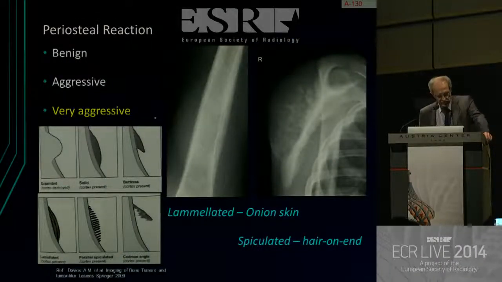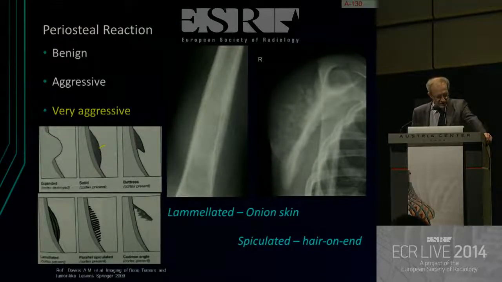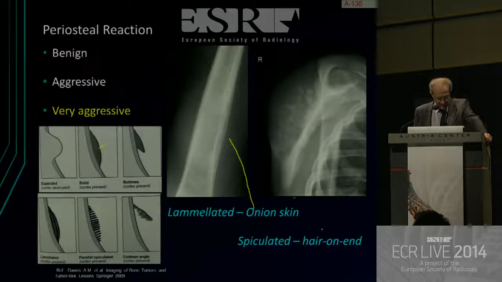We look at periosteal reaction, and you know the typical solid periosteal reaction, but now we have a focus on aggressive and very aggressive periosteal reaction. You all know the lamellated and onion skin periosteal reaction, which is often seen in Ewing, but which also can be seen in osteomyelitis. And here we have hair on end and sunburst periosteal reaction with ossification in the soft tissues. This is typical for osteosarcoma.